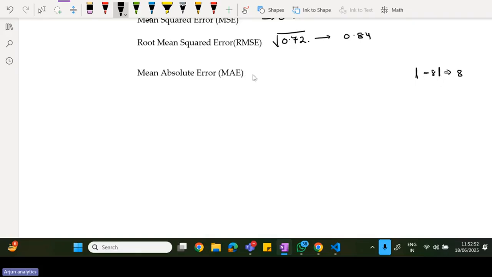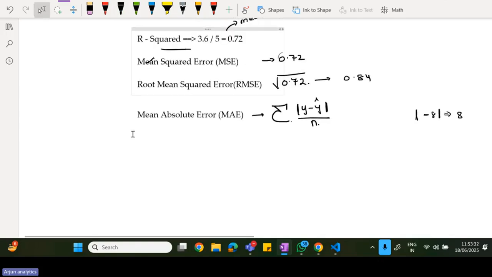So here what it is saying is, instead of going with the square, go with the absolute. Then my formula will become summation of absolute y minus y hat, not square, absolute, divided by n. N is the number of values, and this is the absolute one, and we are calculating the mean. Like this we are going to do it. Okay, so these are the 4 error detection mechanisms.